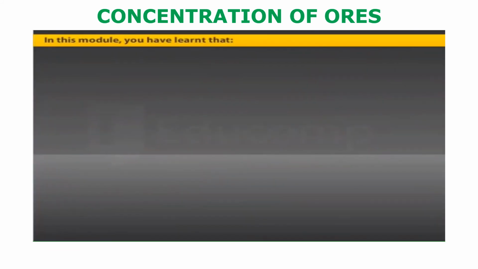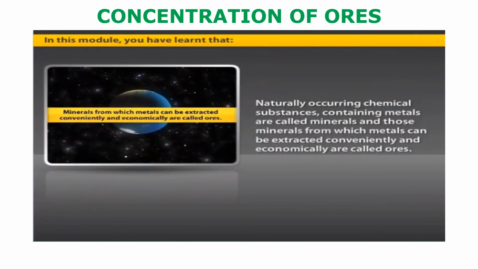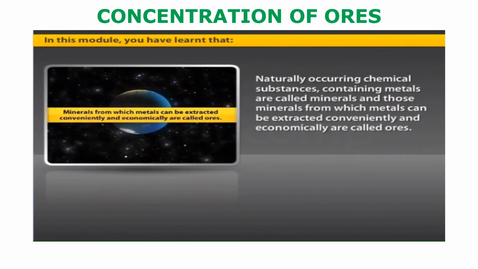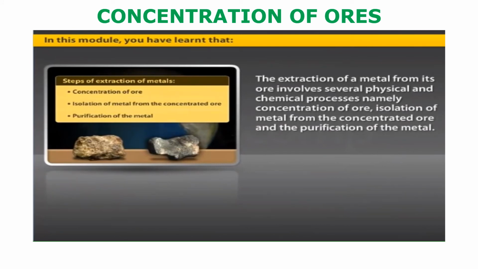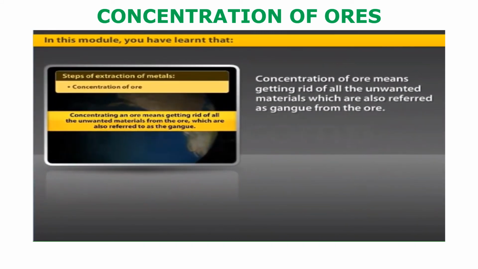In this module, you have learned that naturally occurring chemical substances containing metals are called minerals, and those minerals from which metals can be extracted conveniently and economically are called ores. The extraction of a metal from its ore involves several physical and chemical processes, namely concentration of ore, isolation of metal from the concentrated ore, and the purification of the metal. Concentration of ore means getting rid of all the unwanted materials, which are also referred to as gangue, from the ore.